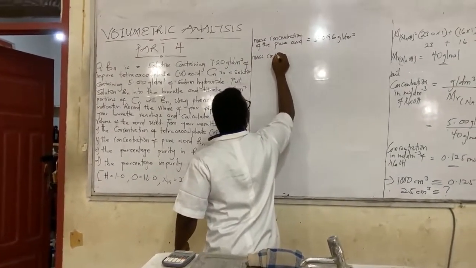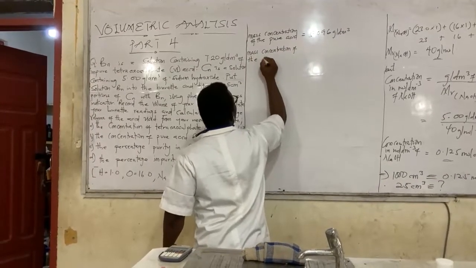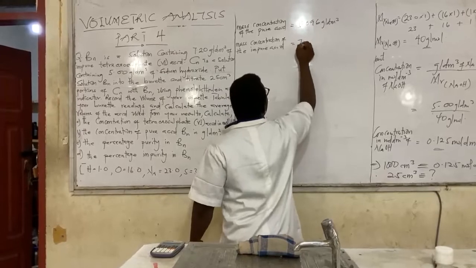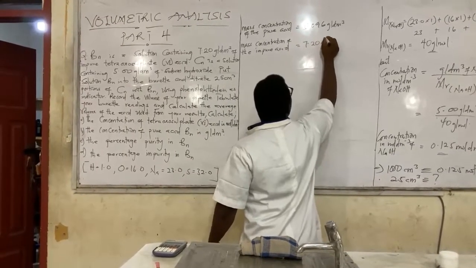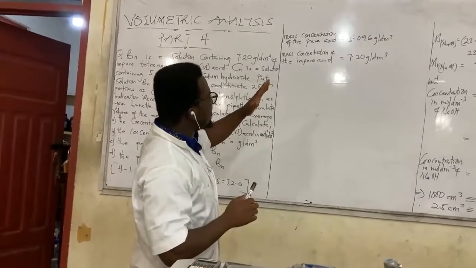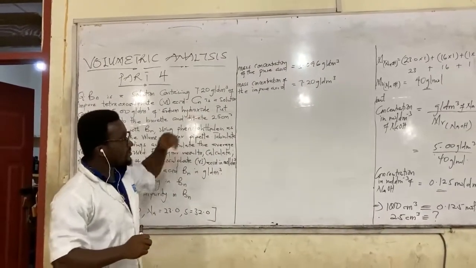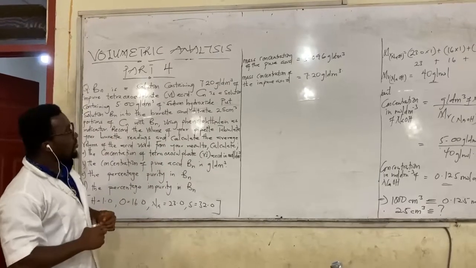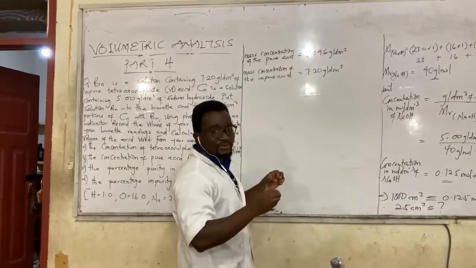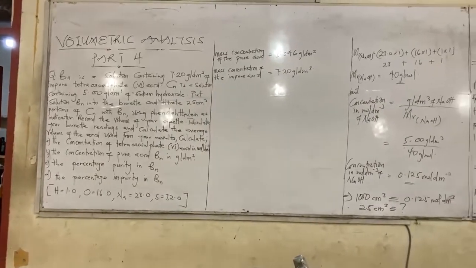Mass concentration of the impure acid, 7.20. So we have mass concentration of the pure acid, mass concentration of the impure acid in that manner. Now we can determine the amount that remains unreacted, even from that, on that context.